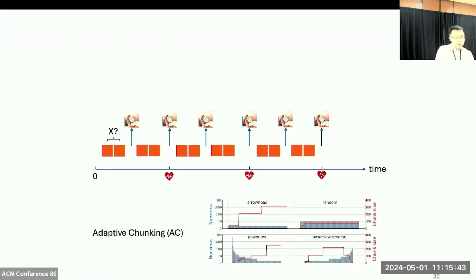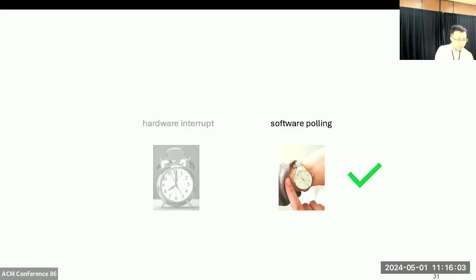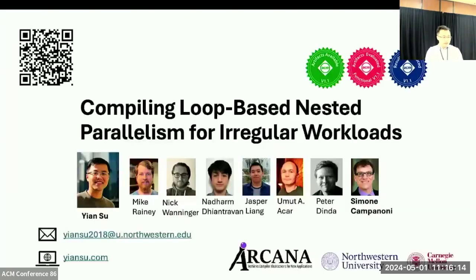Well, in our paper, we developed a mechanism called adaptive chunking, which changes your chunk size dynamically corresponding to your underlying workloads. Here, the gray bar represents the workloads, and the red line denotes the changes of the chunk size. In HPC, we have both mechanisms enabled, but software polling is the default one we use.